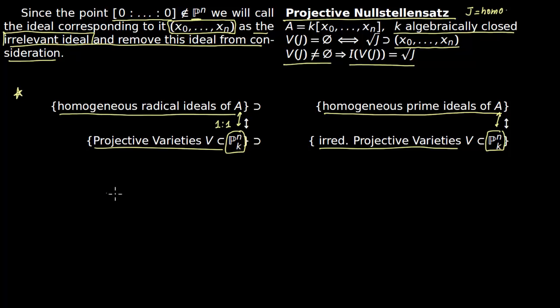So everything here you can find in chapter 2 of Elementary Algebraic Geometry by Klaus Hulek. So this is a good book. If you want to see the proofs, you can go to this book.